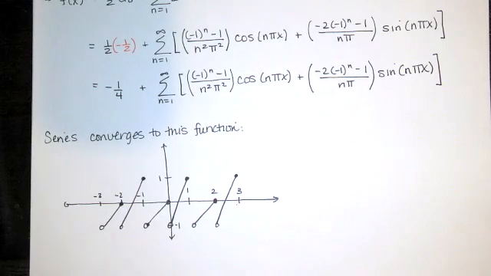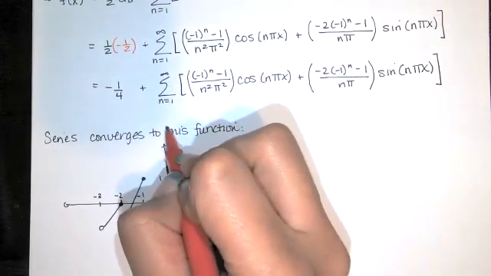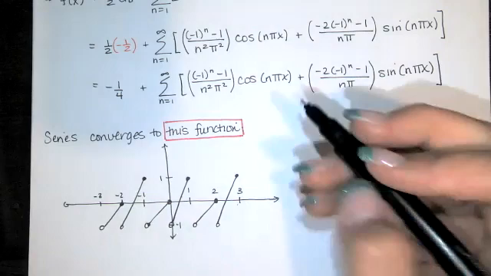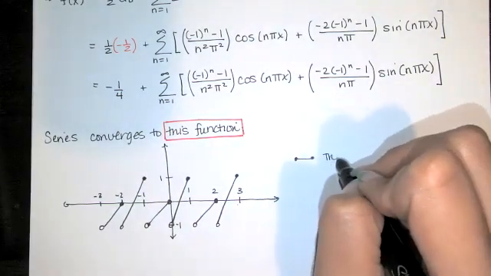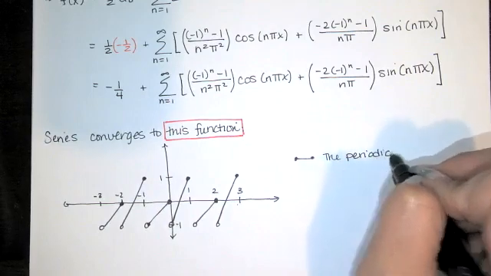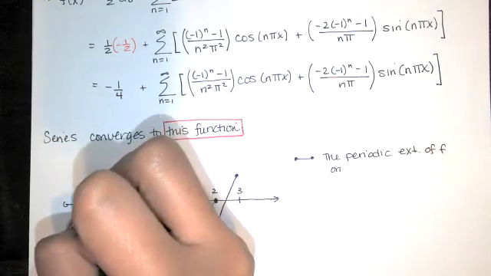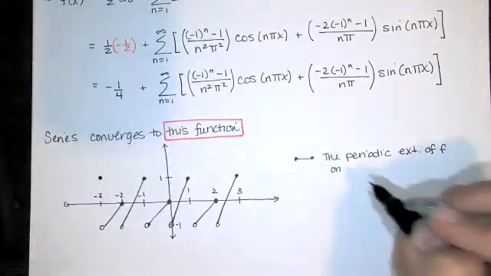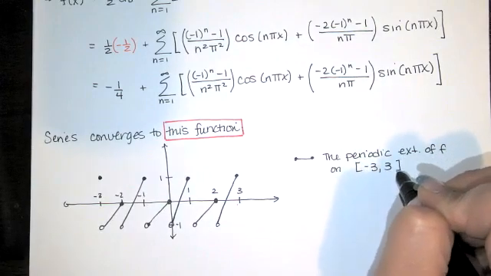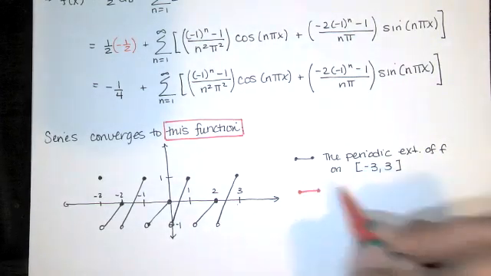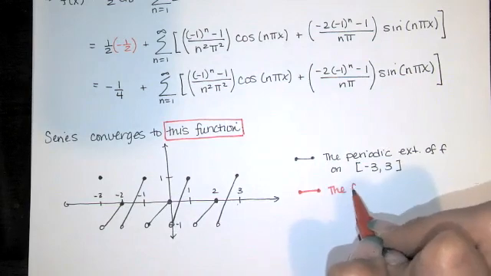Now in red, I want to sketch the function that the series converges to. So when I say the series converges to this function, it's not the black function. I'll say the black represents the periodic extension of f on the interval from -3 to 3. And the red will represent the function the series converges to.